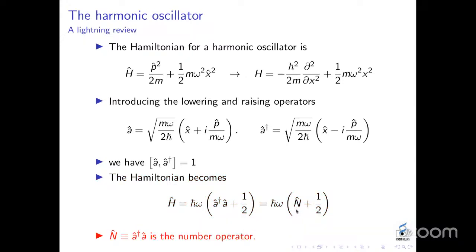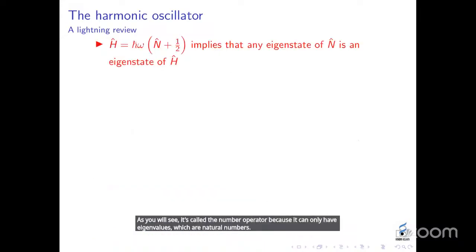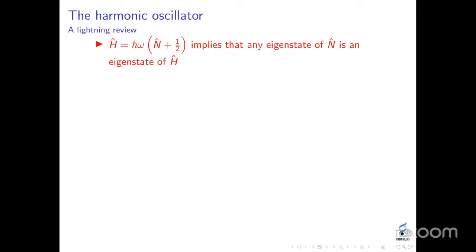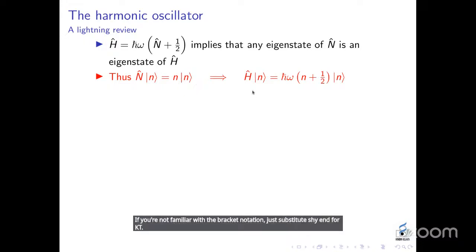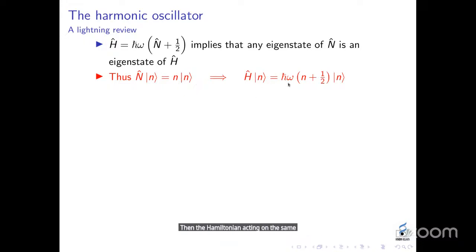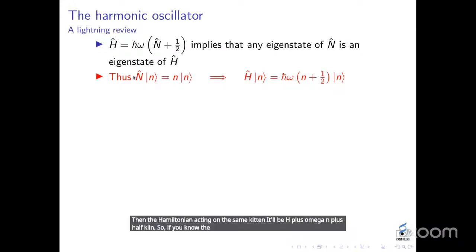As we will see, it's called the number operator because it can only have eigenvalues which are natural numbers. This form, of course, implies that any eigenstate of the number operator is also an eigenstate of the Hamiltonian. So if N acting on a state ket n gives you n times ket n, again, if you're not familiar with the bracket notation, just substitute psi n for ket n, then the Hamiltonian acting on the same ket n will be h cross omega (n plus half) ket n. So if you know the eigenvalues for capital N, you know the eigenvalues for the Hamiltonian.